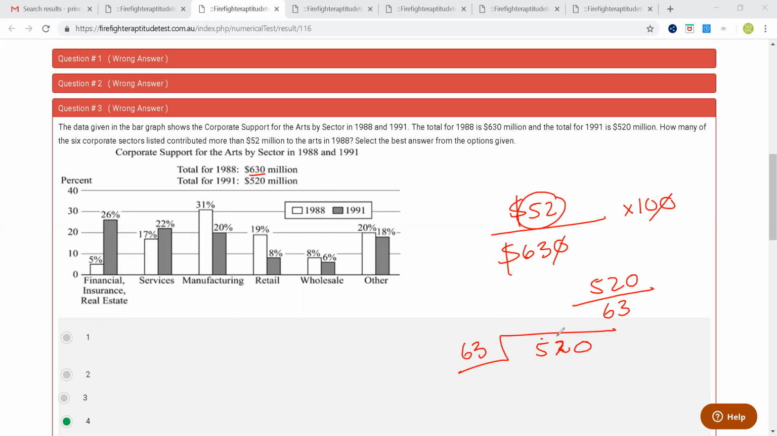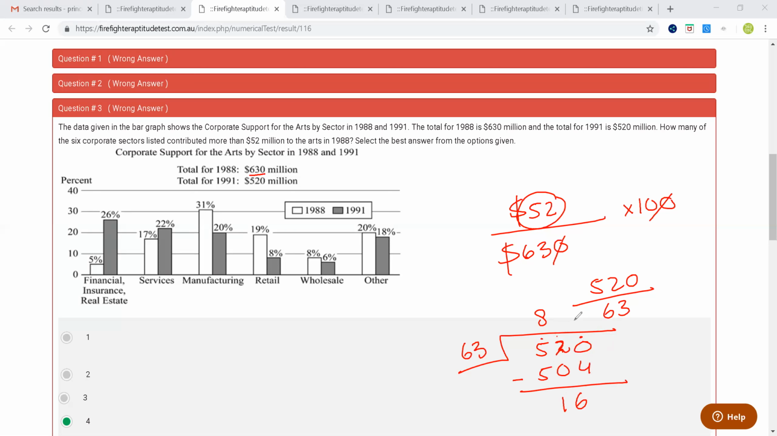Now it can't be 2 digits, it has to be all 3 digits. So we need to pick a number that we can multiply by 63 that is close to 520 but does not exceed it. Okay, so that number would be 8. If I do 8 multiplied by 63, I get 504. And minus that will give me the remainder as 16, right?